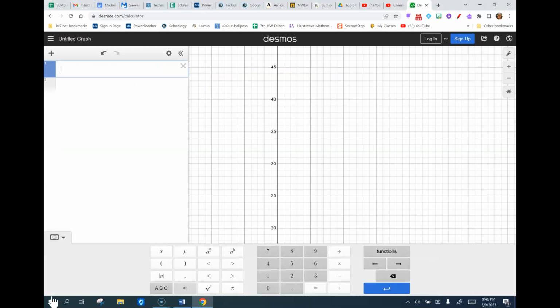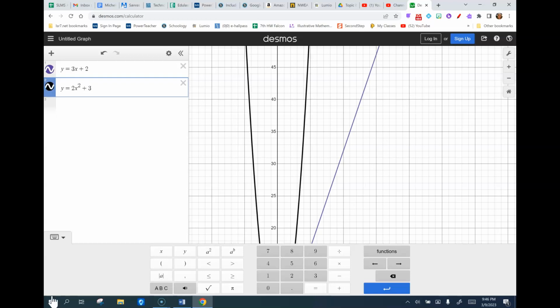We're going to do f of x, and I wish I could type right now, but I cannot, so I'm going to have to call f of x the purple one. Then our next one is y equals, this is where function notation is so awesome, 2x squared plus 3. That's going to be our black one. For me anyway, it is black, so pay attention.